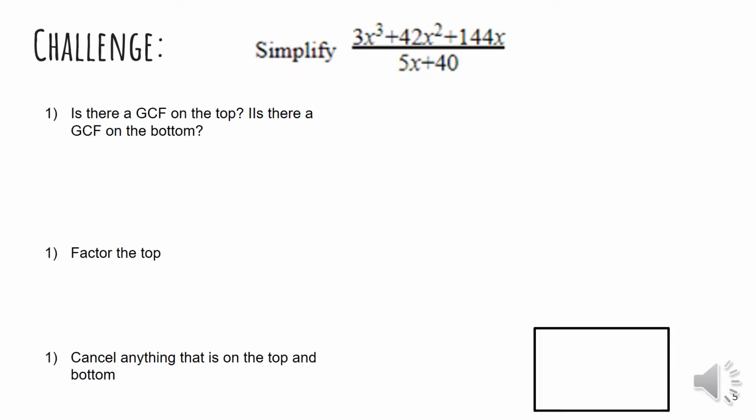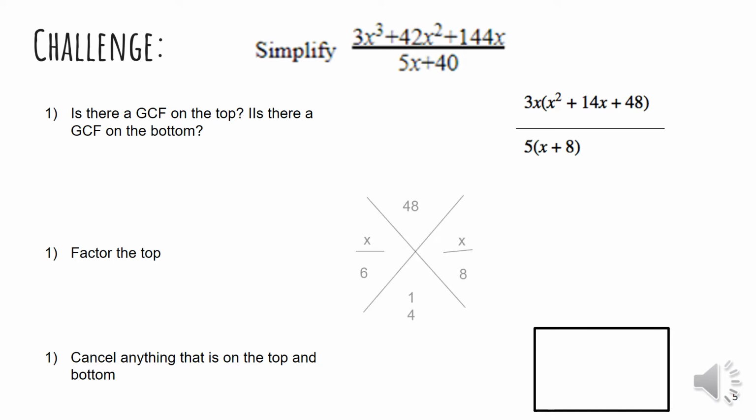This is the most challenging simplification problem yet. Is there a GCF on the top and is there a GCF on the bottom? Go ahead and take those out now. In the top, all terms have a factor of 3 as well as an x, so we're going to take out a 3x from all three terms, leaving us with x squared plus 14x plus 48. In the denominator, both 5x and 40 have a factor of 5. Taking that out, we have 5 times x plus 8.